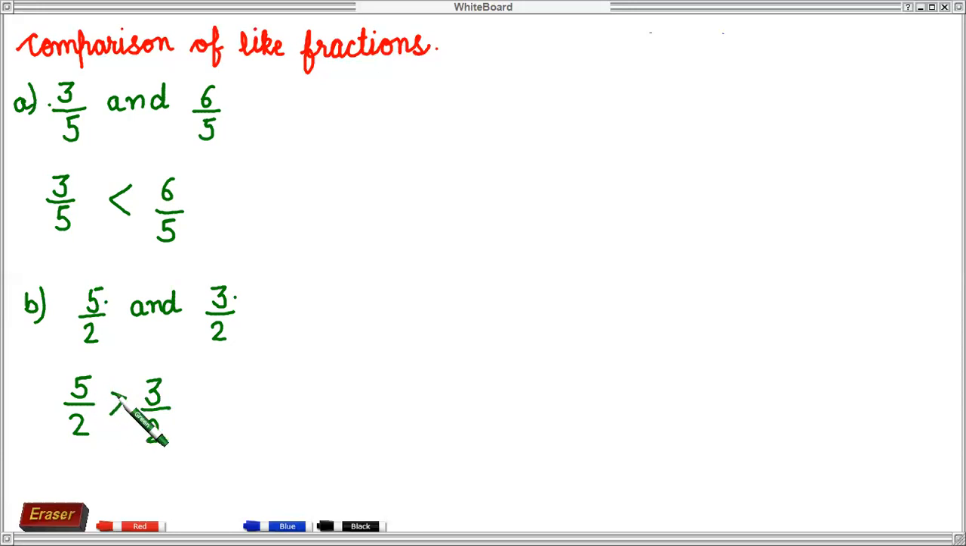Whichever fraction is greater, we have to open the mouth of the sign towards that side. 5 is greater, so we will open this mouth this side.